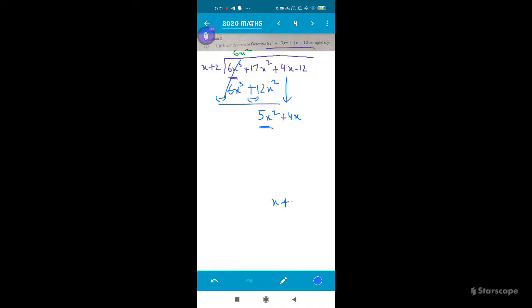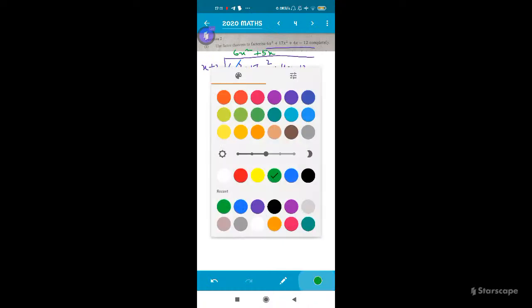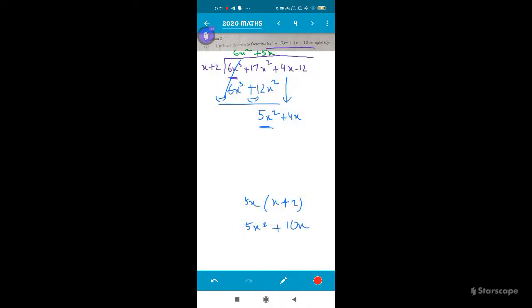So we have to multiply x plus 2 with such an expression such that we get 5x square. So we can multiply it with 5x. So we are getting 5x square plus 10x. So our next term in the quotient will be plus 5x. So we are getting 5x square plus 10x. If you subtract it, this is getting cancelled out.